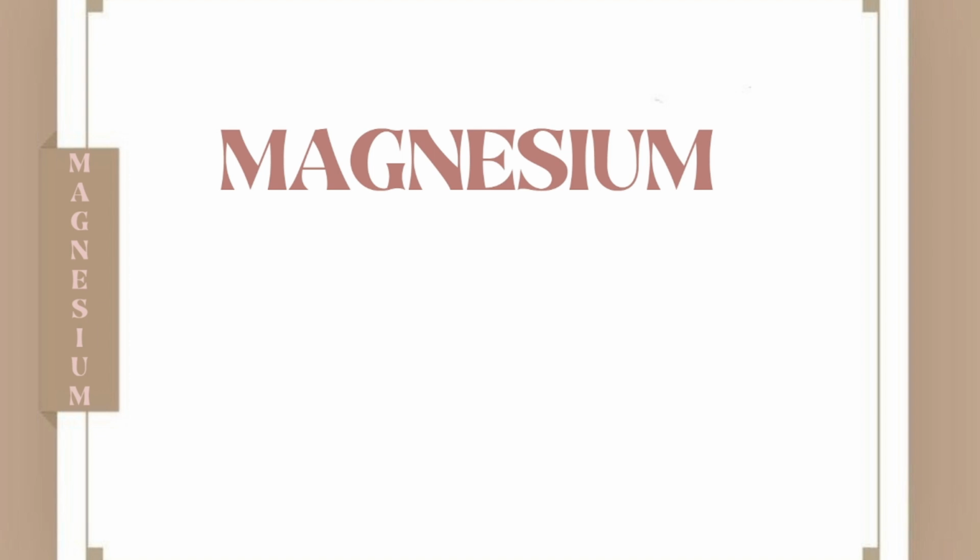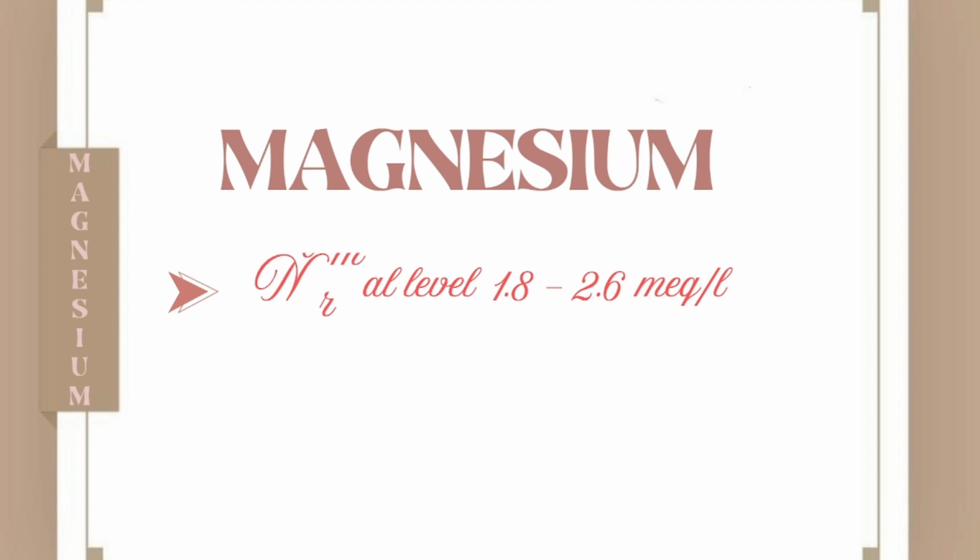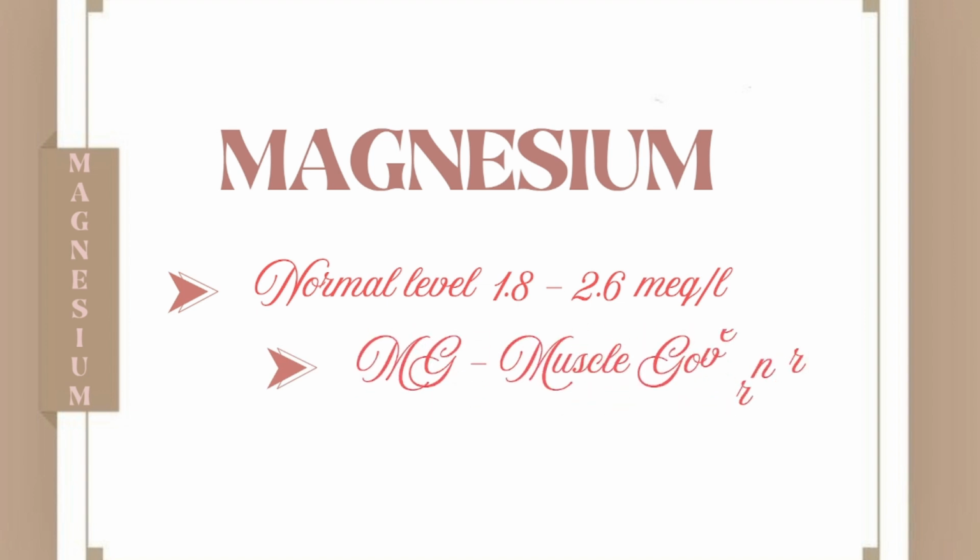So let's begin. Magnesium. The normal level of magnesium is 1.8 to 2.6 milliequivalent per liter. Magnesium is essential for muscle contractions, nerve conduction, enzyme activity, and cardiac rhythm. To remember this, we know that the symbol of magnesium is Mg. So we can remember Mg as muscle governor.